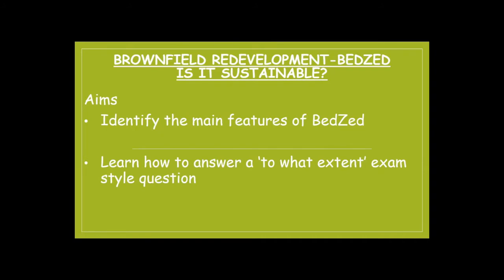What we're going to be looking at today is examples of brownfield redevelopment, and we're going to use a brownfield redevelopment project called BedZ, and we're going to evaluate whether it is sustainable or not, and then we're going to attempt one of the highest marking questions on the paper, which is usually a 'to what extent' question. It's usually worth 8 with an additional 3 marks for spelling, punctuation and grammar. So it's going to be a mixture of content, knowledge, understanding, and then some exam past paper practice. So pause the video here a minute, go ahead and write down today's title then please, and we'll get going.